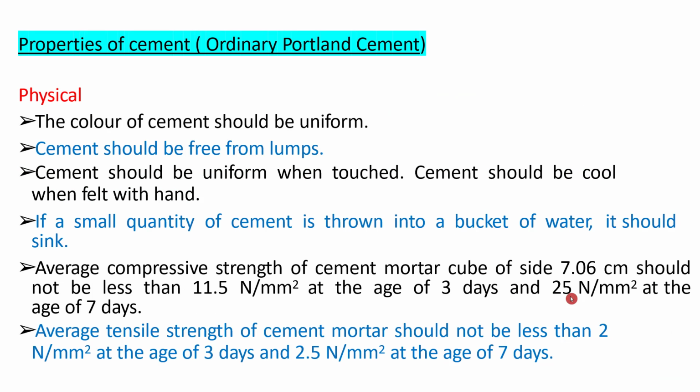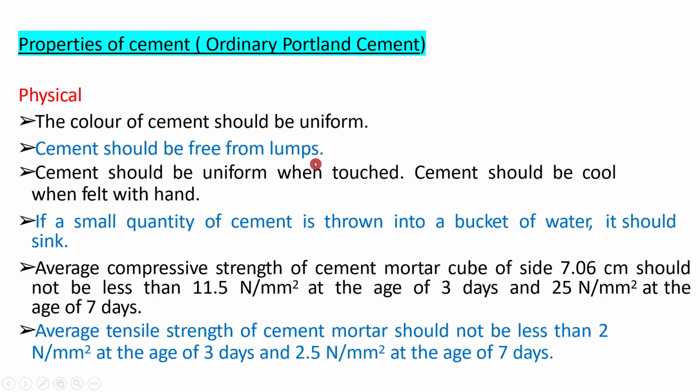We will see the various properties of cement. Cement also comes in various types. One type is the ordinary Portland cement, and we will see the physical properties of the cement. The color of the cement should be uniform. It has a gray color, and all the cement particles inside the cement bag we are using should have a uniform color. The cement should be free from lumps.